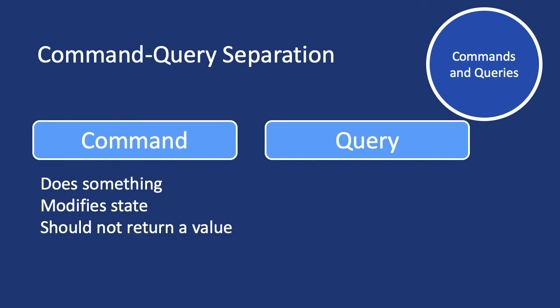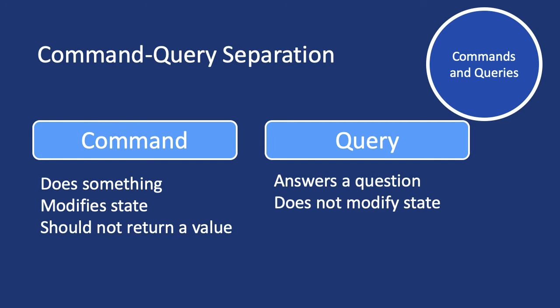And all of our create, updates, and deletes are going to be commands because they modify the state of our application in some way. Now, a query will answer a question. It does not modify state, and it should return a value. And we'll be using queries for things like getting a list of our activities, or getting the details of a single activity. So that's great. So we separate our commands from our queries, but what does this really give us?